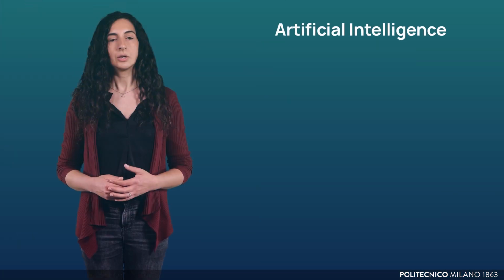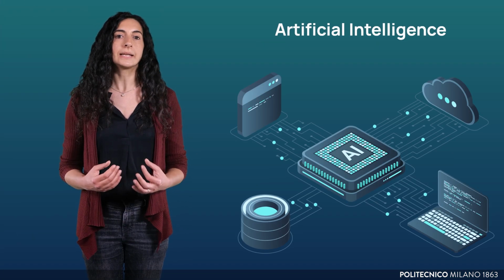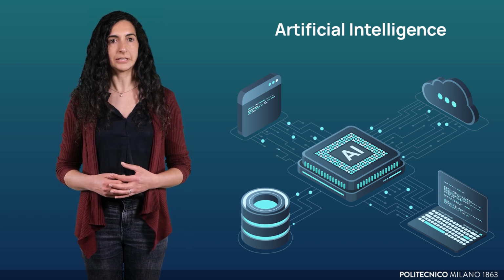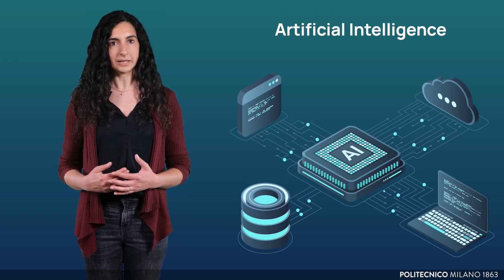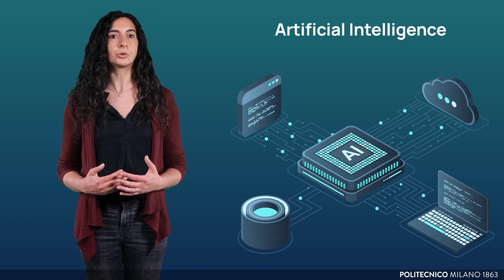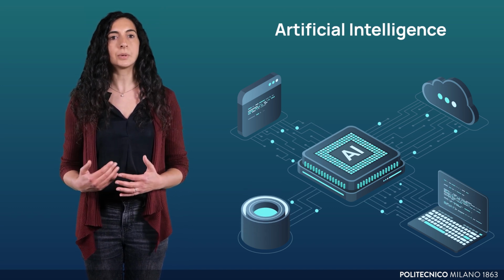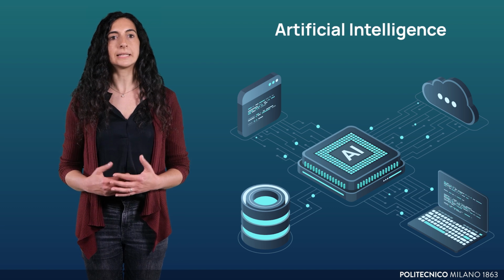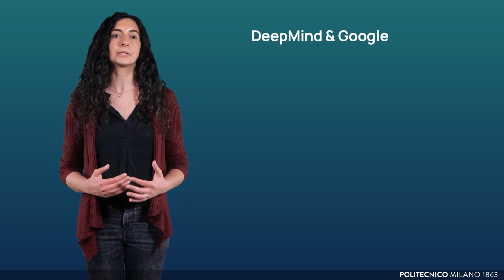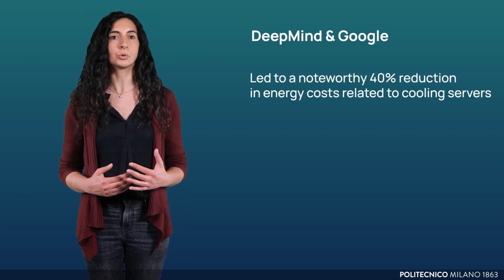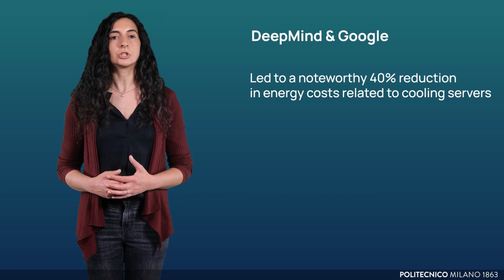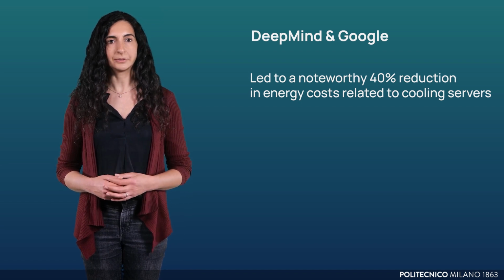Artificial intelligence technology enables the predictive and adaptive control of advanced cooling systems. The use of machine learning algorithms makes it possible to process real-time data on temperature, humidity, and thermal load, dynamically optimizing the settings of cooling systems. For example, the groundbreaking joint project, carried out in partnership between DeepMind and Google, led to a noteworthy 40% reduction in energy costs related to cooling servers.